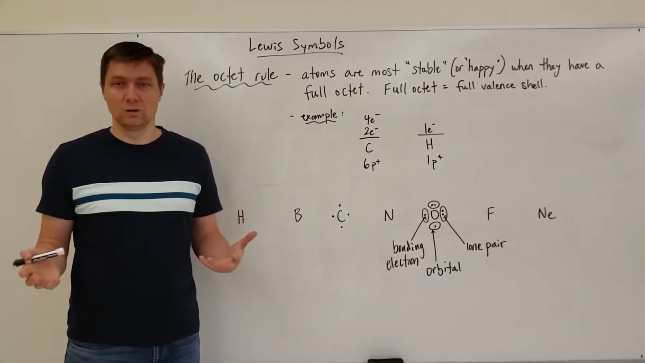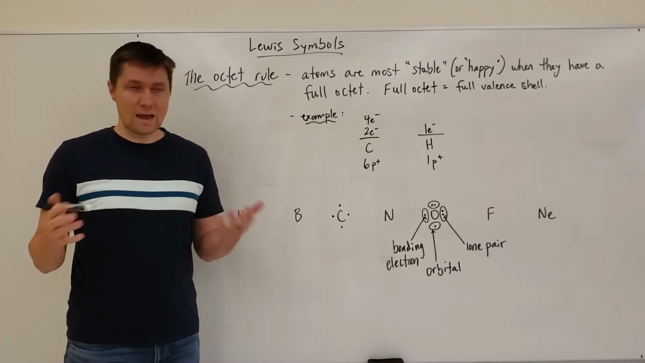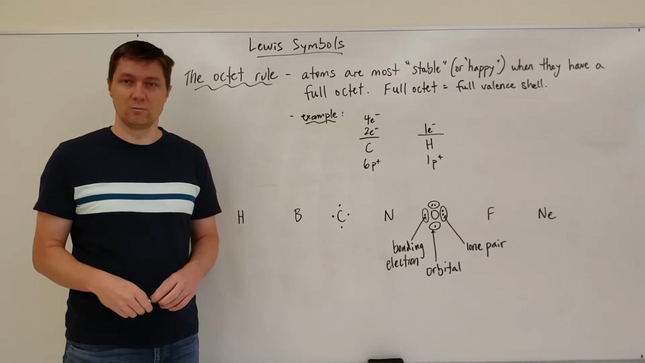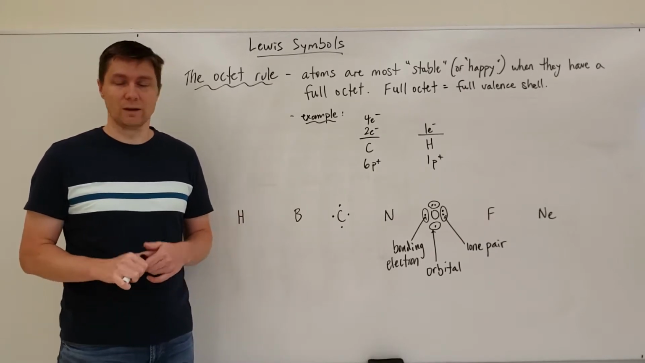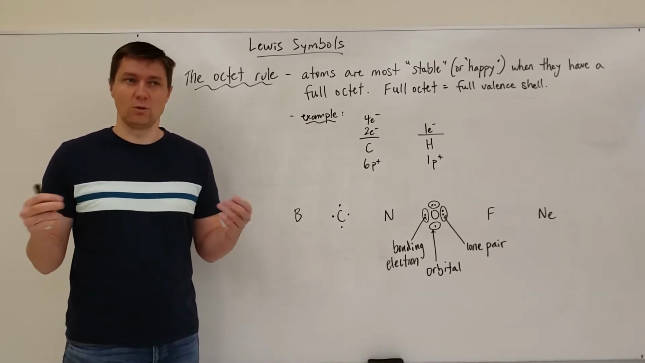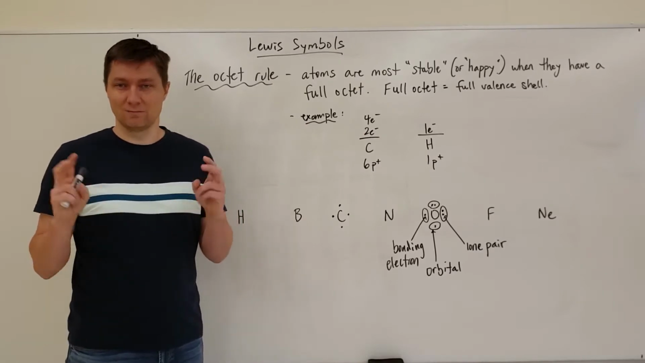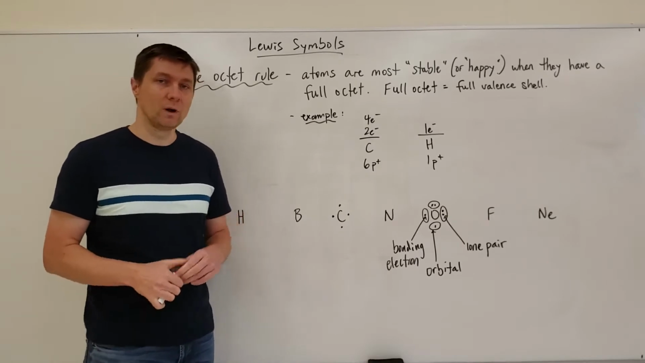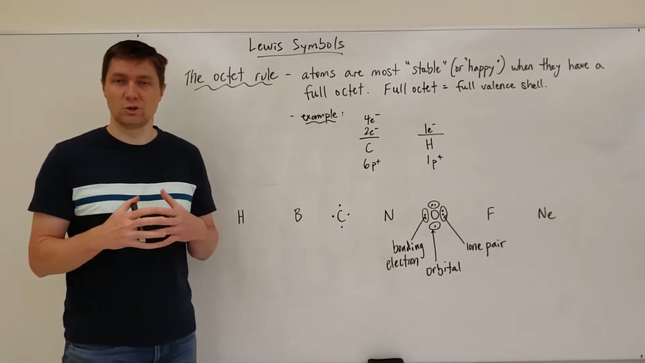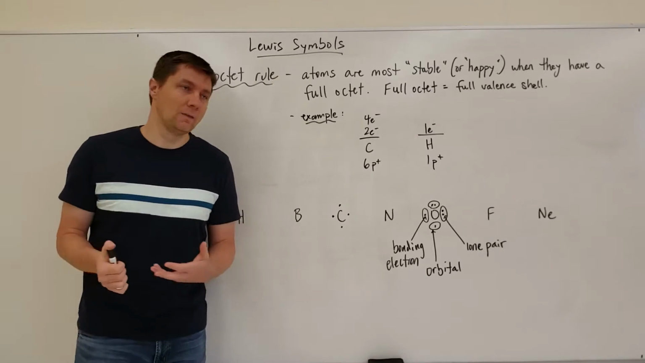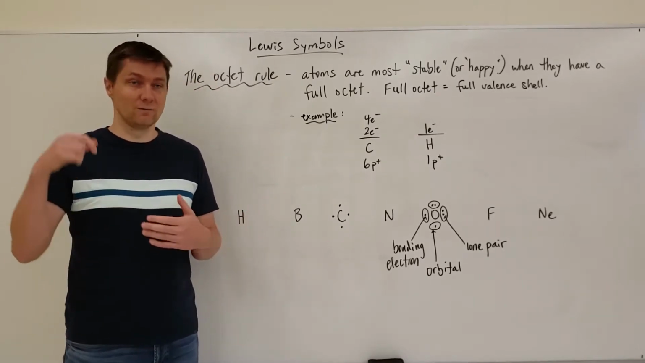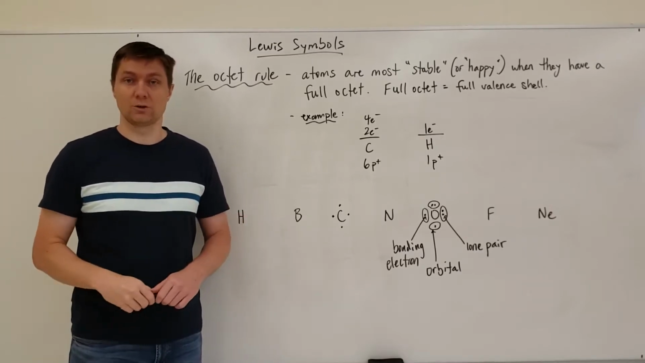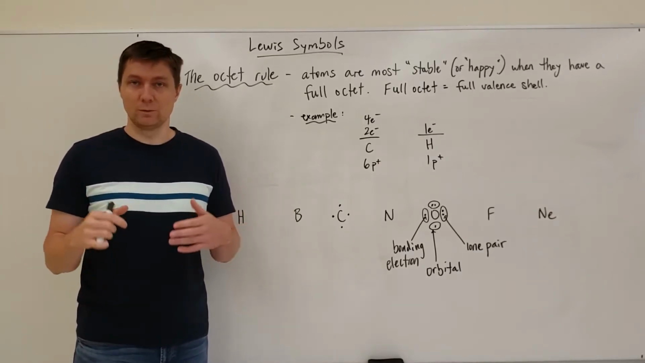Now the octet rule is simply that every atom on the periodic table wants to be stable, and we've established this in previous classes. Essentially it wants to be stable, or what I like to refer to as being in its happy state. Atoms want to be happy. The way they're stable is they have what's called a full octet, meaning their valence shell, their outermost shell, is full of electrons. For most atoms, that's going to be 8 electrons.